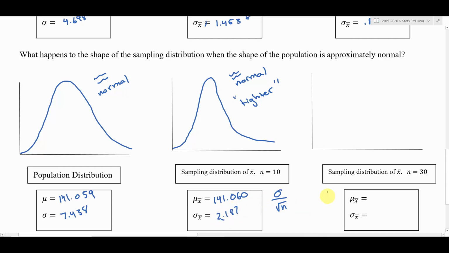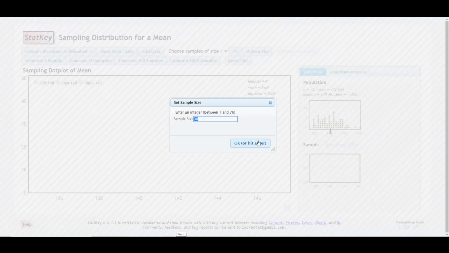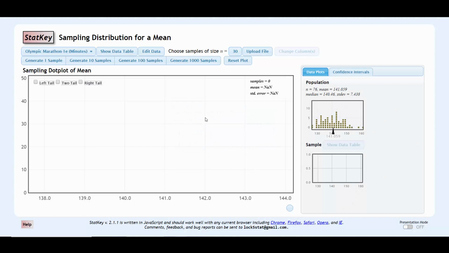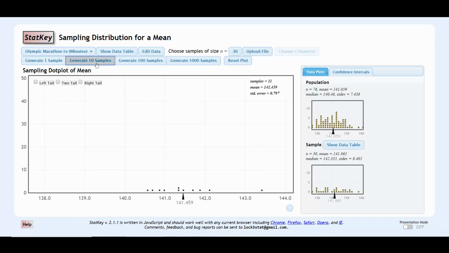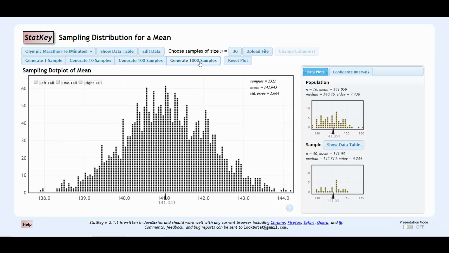Okay, we're going to do it again, this time for samples of size 30. So I'm going to reset my plot and change this to 30 this time. There we go, now it's on 30. I'm going to generate a sample and see what happens. So I take 30 of the runners this time, average them, and I get 141.652. Then I'm going to start generating faster, so hundreds and then thousands, and we'll work our way up to about 10,000 here.